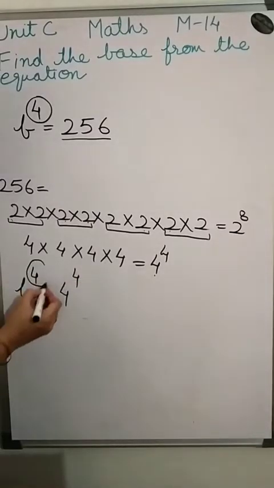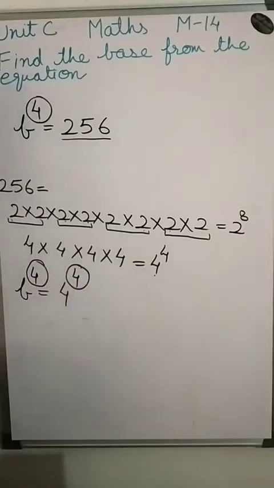Now just see here, now the powers are equivalent to each other. It means the value of b is equivalent to 4. So in this way you can calculate.